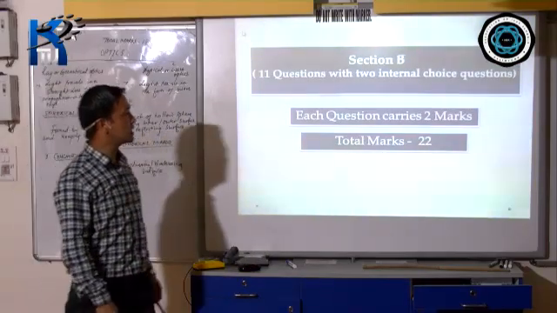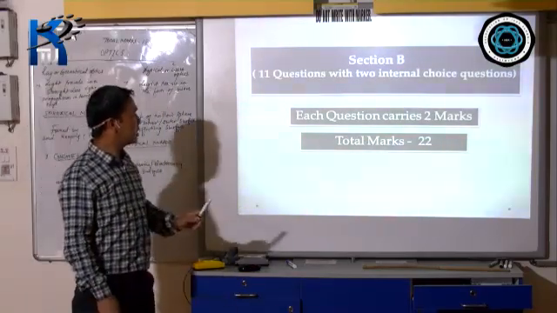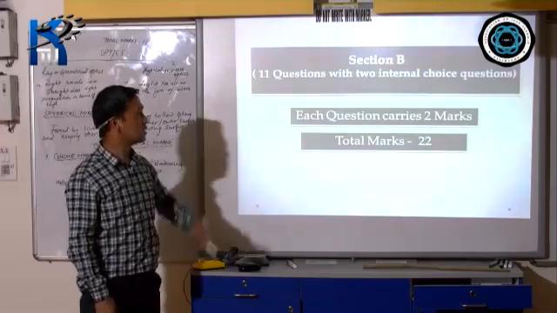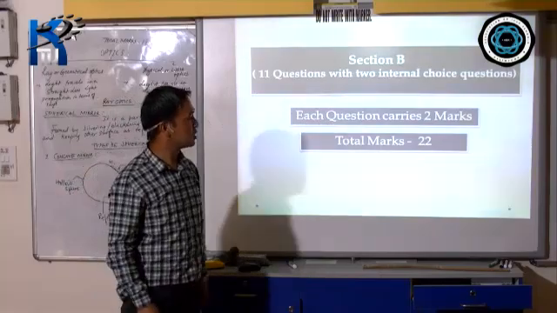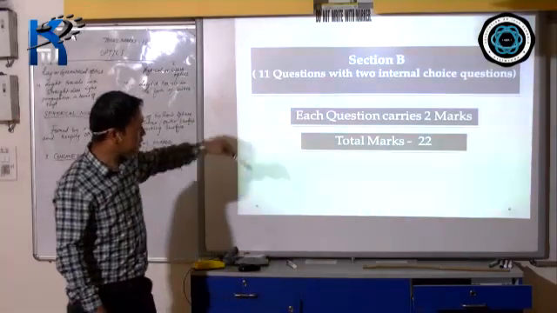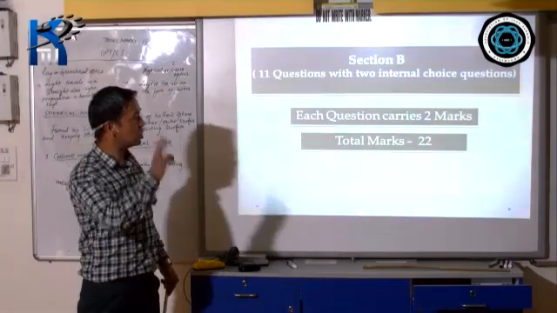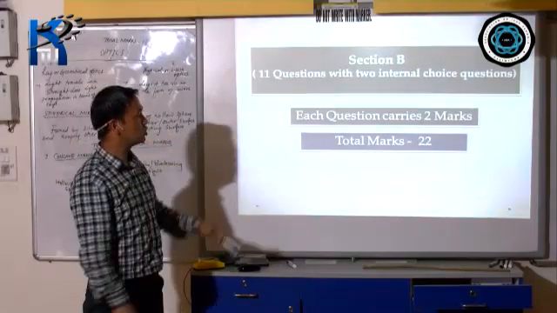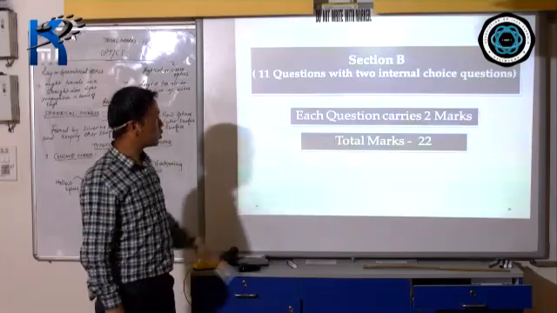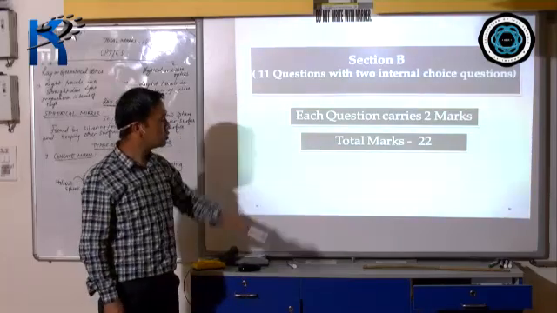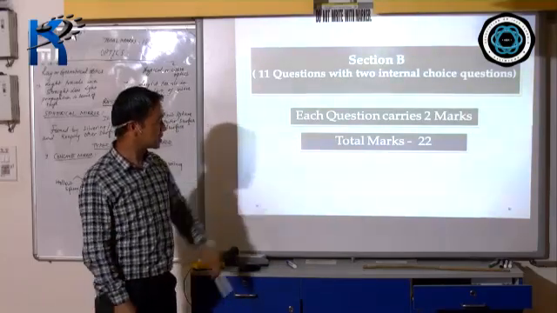Next, we go to section B. In section B, you find a total of 11 questions, with 2 internal choice questions. That means in section B you have a choice, but only in 2 questions. Each question carries 2 marks. So 11 questions means you have to attempt a total of 22 marks.